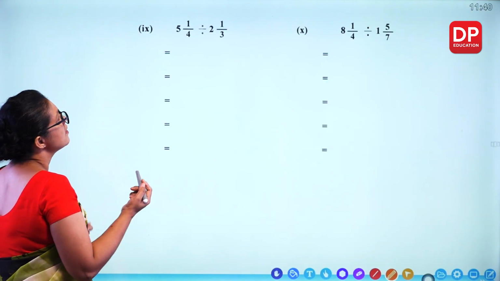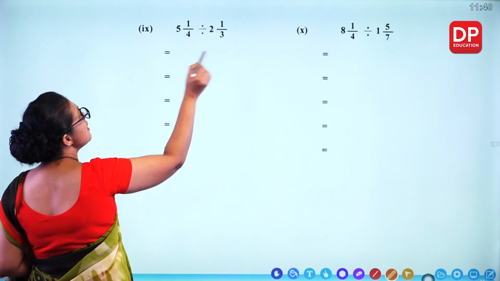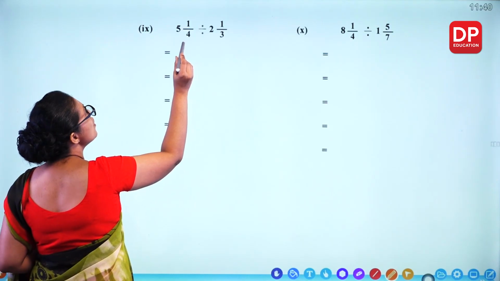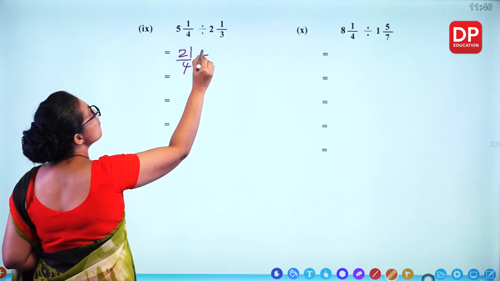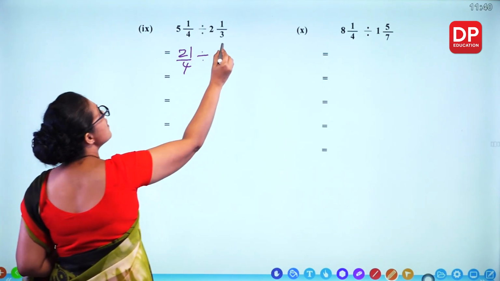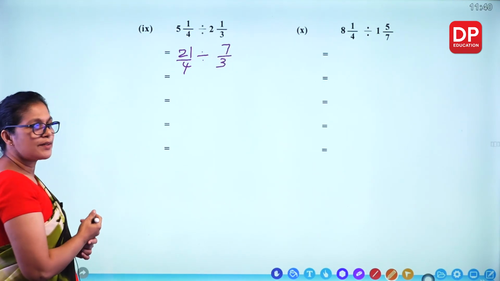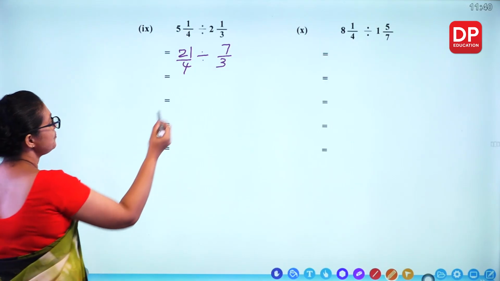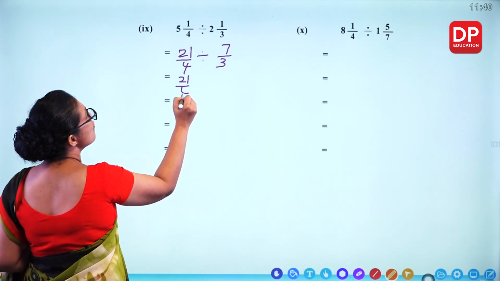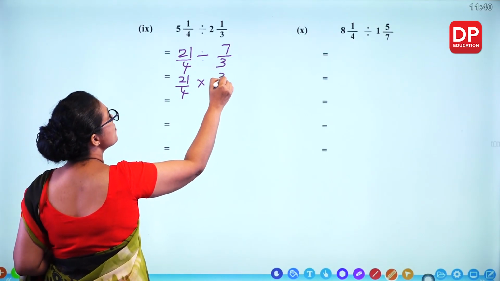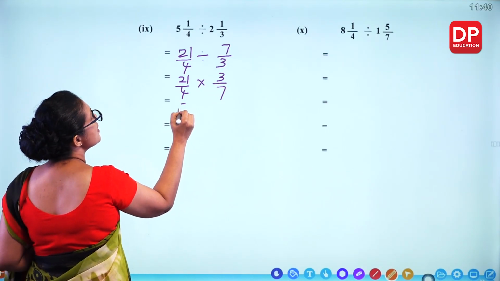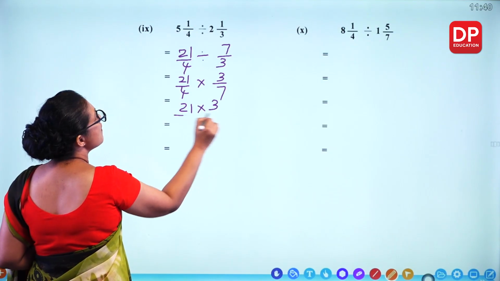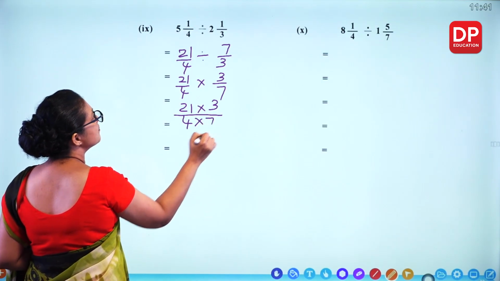Another question? Same thing, similar way we do. Convert to improper fractions. 21 over 4, 7 over 3. Now, 21 over 4 multiplied by its reciprocal, 3 over 7. Multiply the numerator separately and the denominator separately.